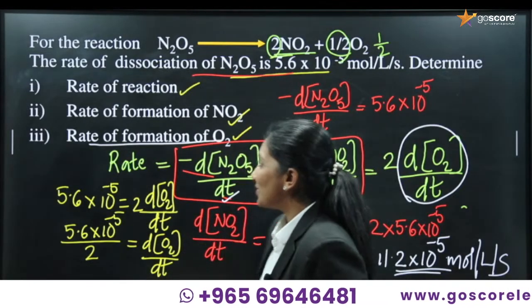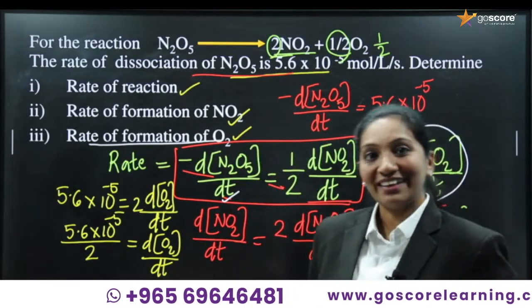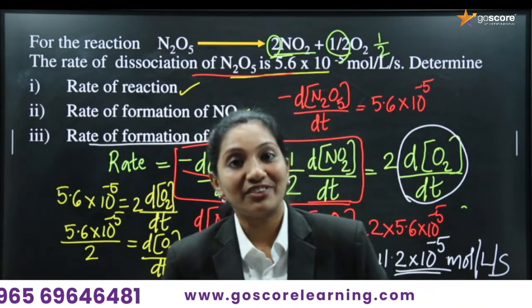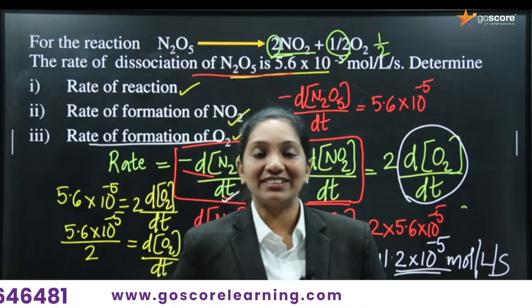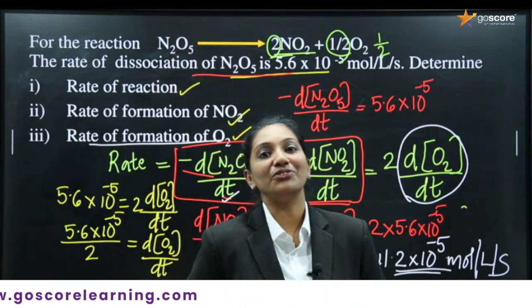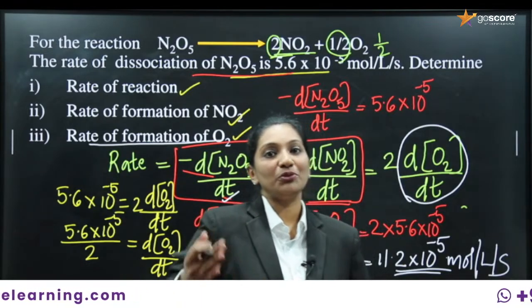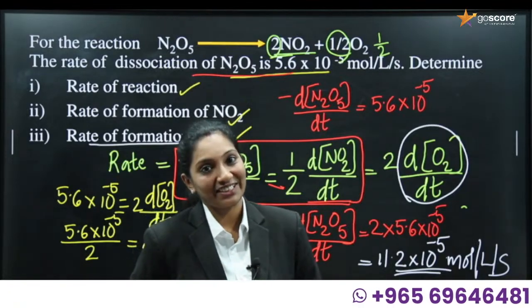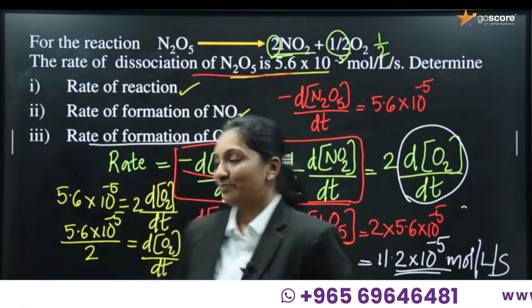Okay. So, this is about the rate of the reaction and how we are expressing the rate of reaction in terms of reactant as well as in terms of product. I hope this is clear for everyone. Now, can we move on to the next portion? That is the factors affecting the rate of a reaction. Okay.